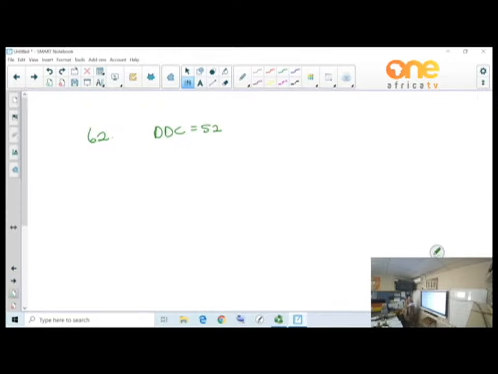And then ABC. Now, ABC and ADC are supplementary. It's a cyclic quadrilateral there. Can you see? So, what is the ABC then? 128 degrees. And then the last one that we have to calculate is ACB. And then you will have to use parallel lines. Yeah, what will you say? Okay, use your parallel lines there. So what is ACB?